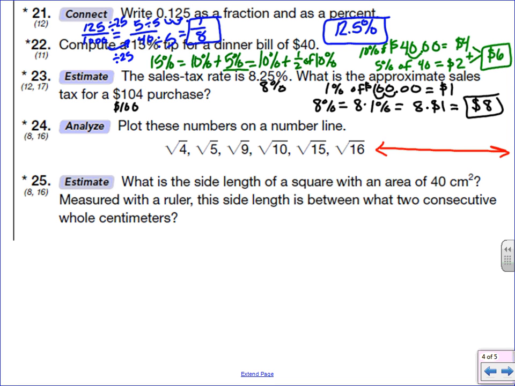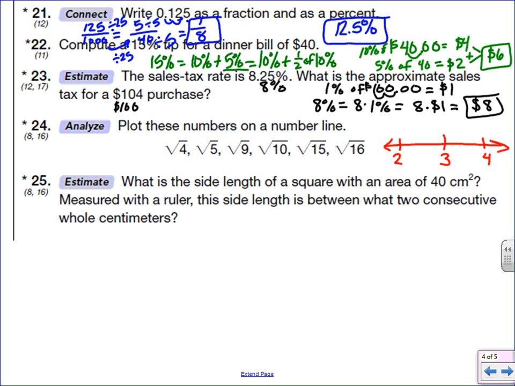Alright, so the first one they have is the square root of 4. So here's 0, 1, 2. Square root of 4 is 2. I should have some bigger. So we're only going to go up to 4 here. So square root of 4 is 2, and the square root of 16 is 4. So all these numbers are going to fit between 2 and 4.